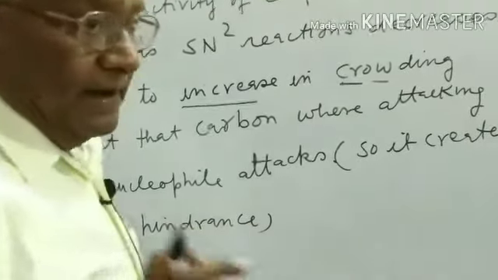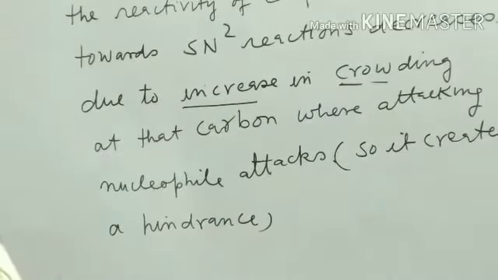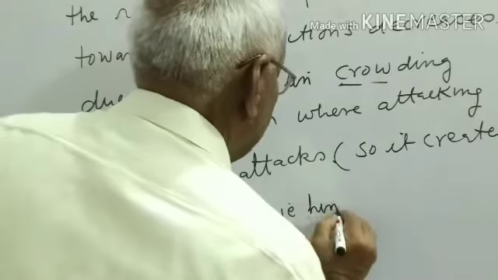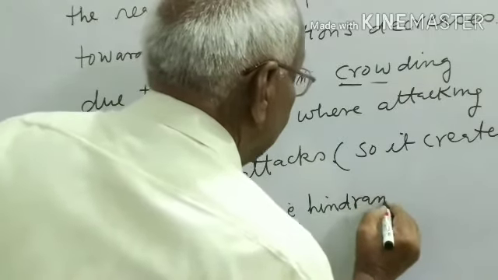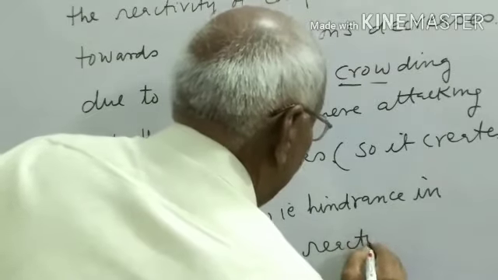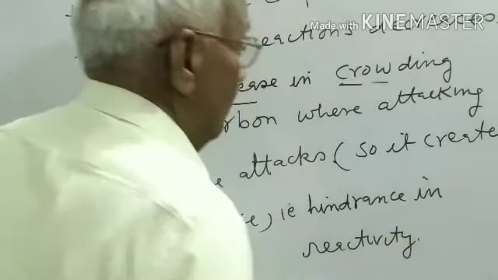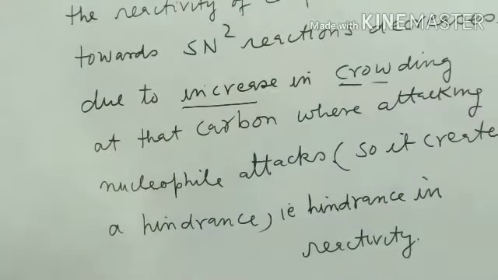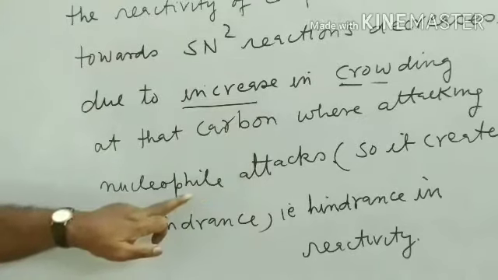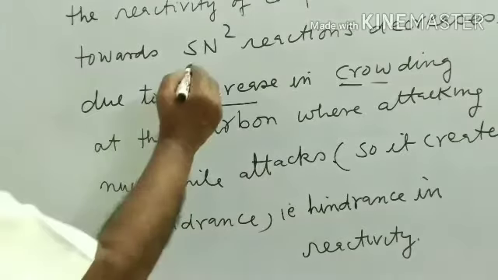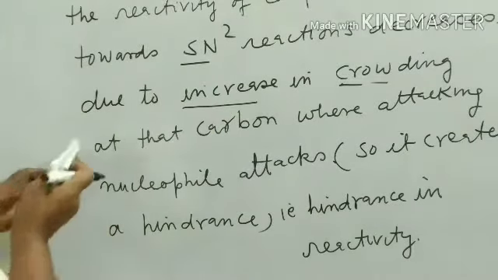And when there is hindrance, there is hindrance in reactivity. So the prime thing is crowding. Crowding checks the attacking nucleophile as well as the reactivity of the molecule towards SN2 reaction. See with the example.